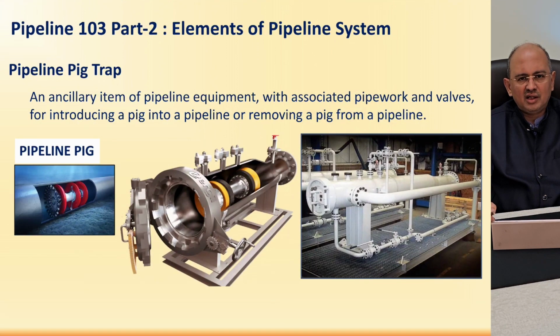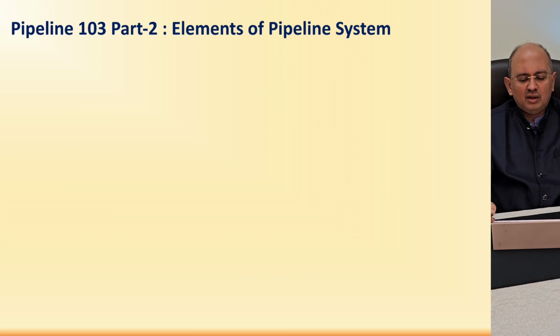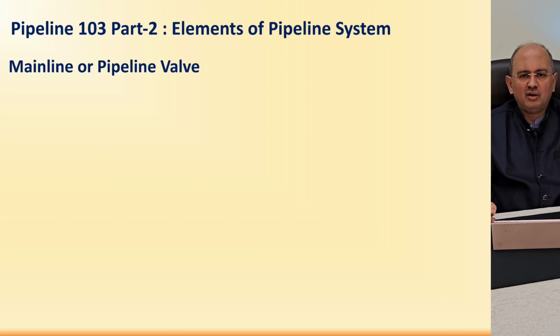So the first sketch shows you the cross section, the second sketch shows you all the connections of the pig trap with the piping, and you can see the kicker line also. With the kicker line, the flow will be diverted from the bypass line to the barrel, so that the pig can be pushed through the barrel to the main pipeline. And similarly, the receiver. So this is a typical pig trap, one of the most critical elements of the pipeline. Then we will go to the next element, which is the mainline or pipeline valve, which we just saw.